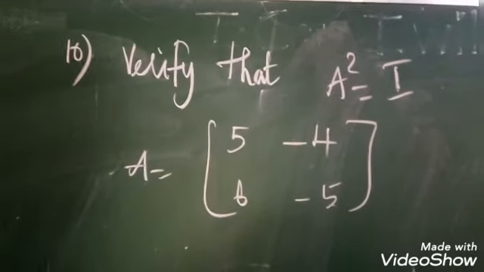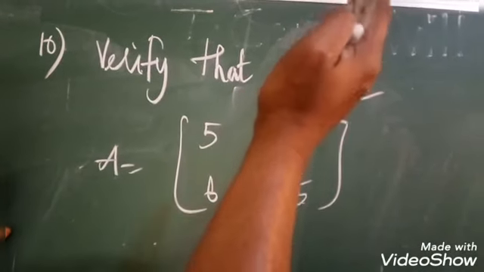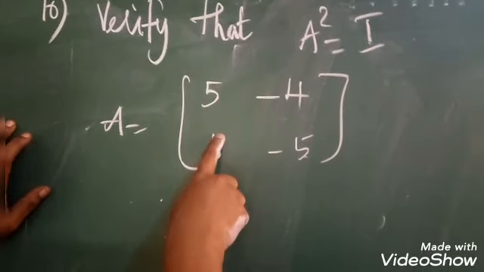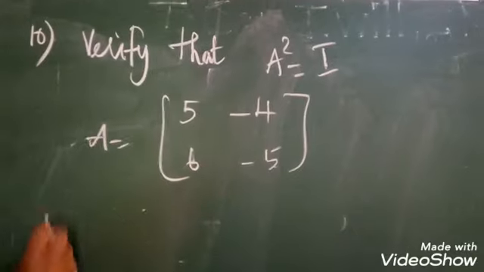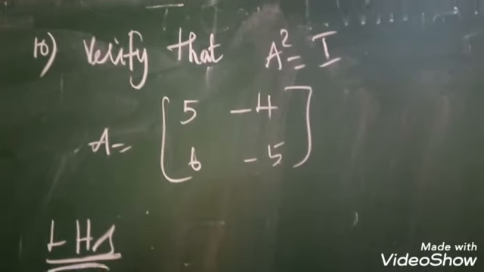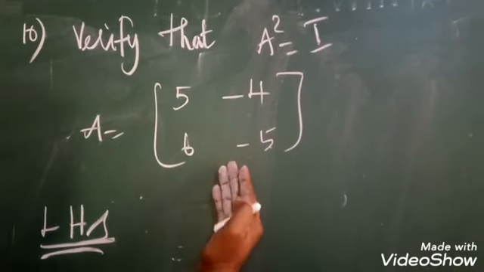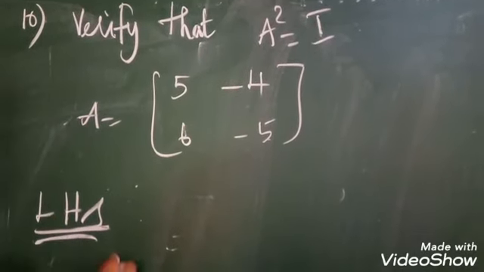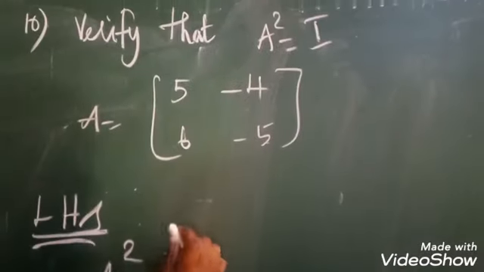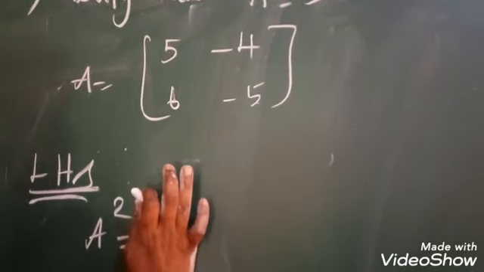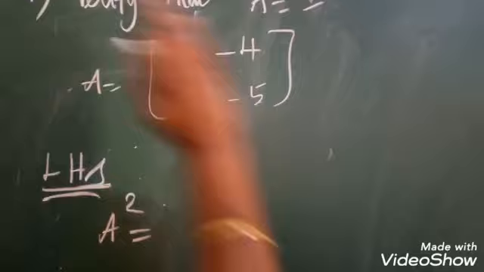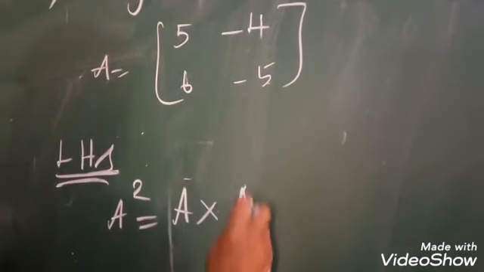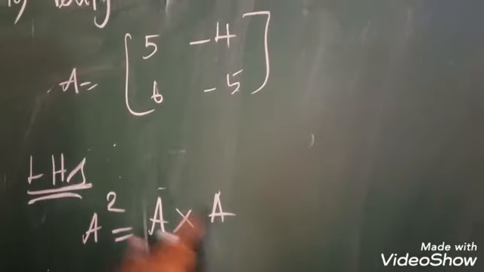See girls, 10th sum: verify that A squared is equal to I. The A matrix given is 5, minus 4, 6 and minus 5. In the LHS, I is the unit matrix we already know, but the given matrix is 2 cross 2, so the answer is also 2 cross 2. Okay girls, LHS, A squared. A squared means A cross A. Everyone makes the same mistake, because the elements should not be squared, girls. This is the method: A cross A.